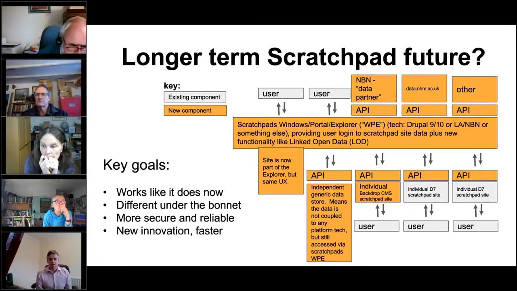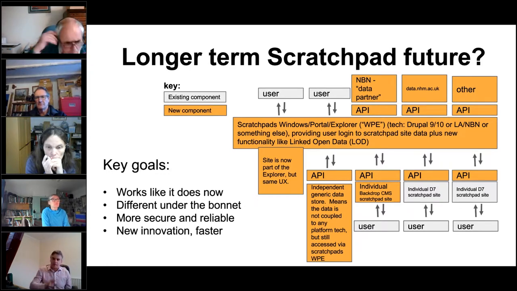So those key goals, like I say: work like it does now, different under the bonnet, but still works like it does now. Being different under the bonnet means that we can do things that are more secure and reliable. We've had some issues recently, in the last few weeks, with Scratchpads, so we want to embrace new tech to help us keep those to a minimum, but also do new and innovative things, like linked open data and micro publishing. Some of these things I don't know quite yet what they are, but with linked open data, I can see being able to link different data sets, and maybe foster more collaboration between individual Scratchpad sites. So that's a flavor of the future.